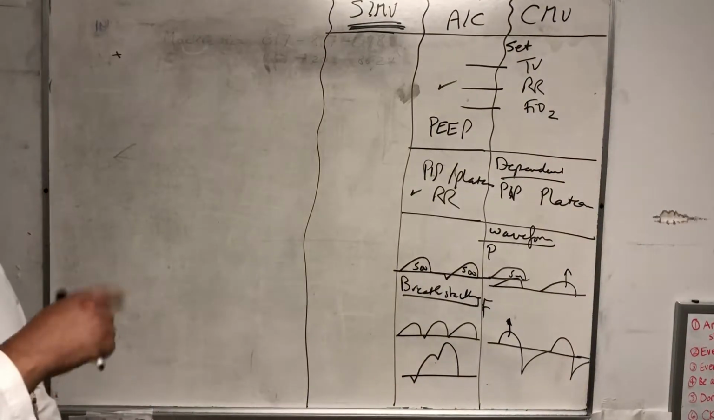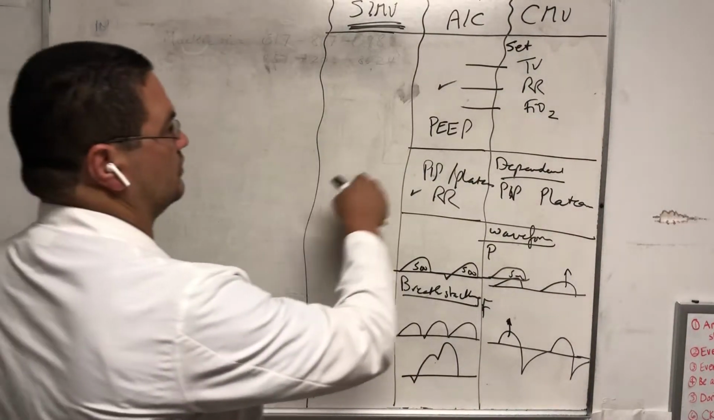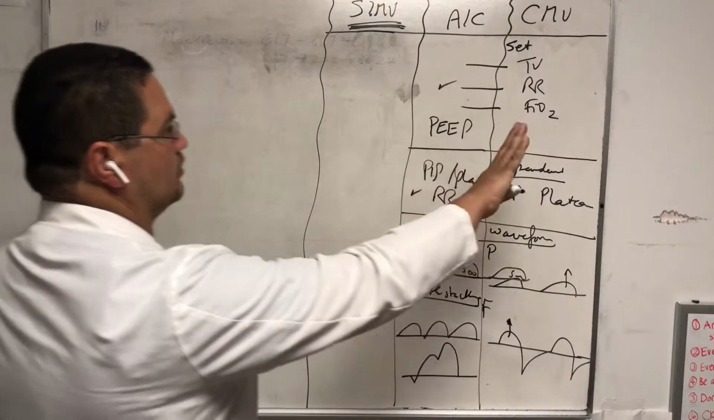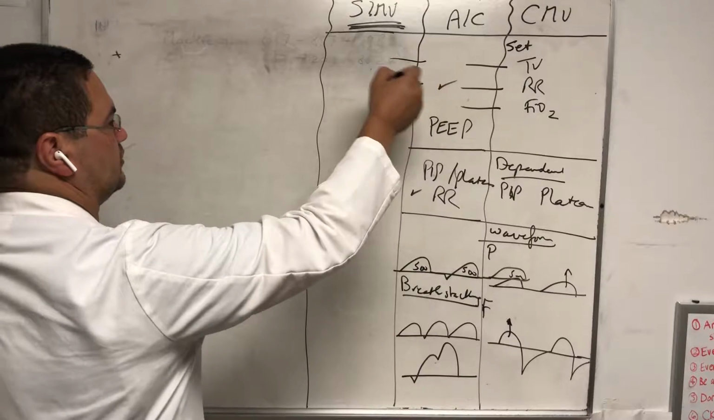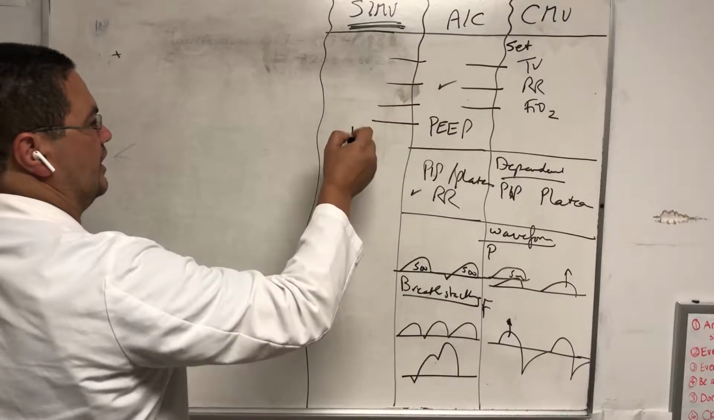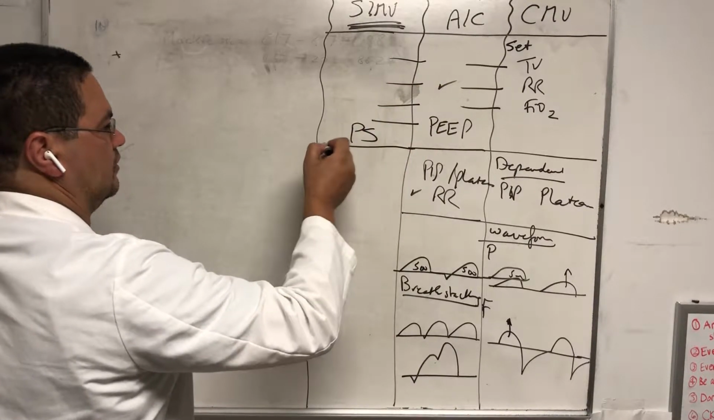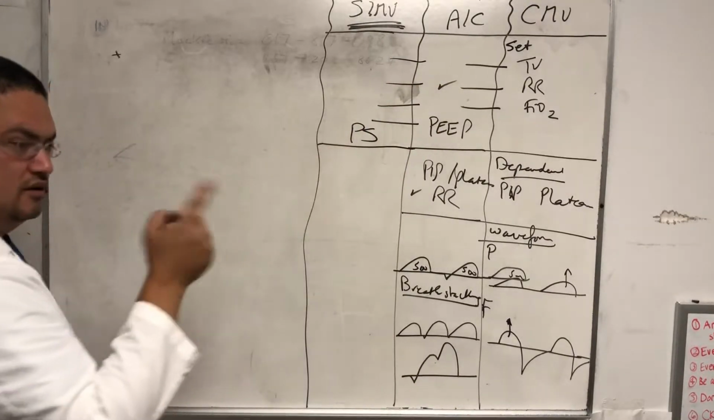We're going to talk about SIMV now. So that's the third mode of ventilation from the obsolete modes of ventilation in principles of vent. The set parameters here are tidal volume, respiratory rate, FiO2 and PEEP, and pressure support. That means it's the third type of breath here, right? And the dependent parameters are tons.